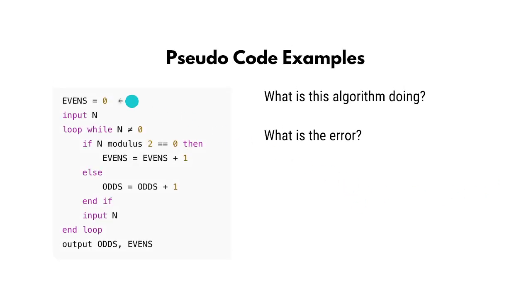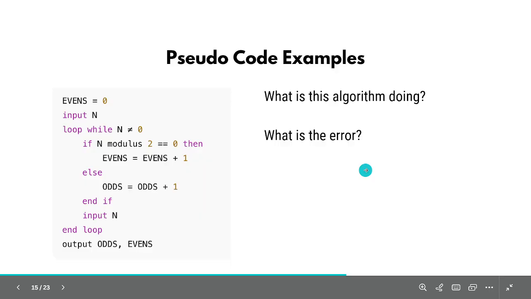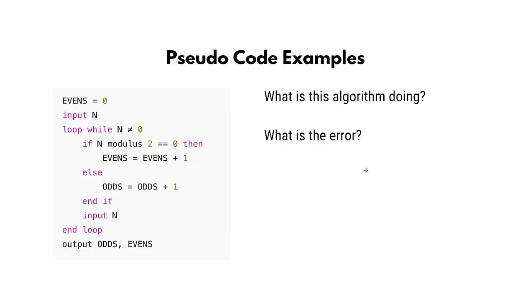Pseudocode examples. Here we have a set of pseudocode. What is the algorithm doing and what is the error? If anyone wants to try this problem, pause the video right now and do this problem.